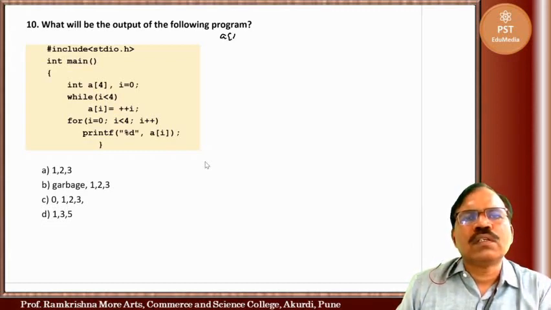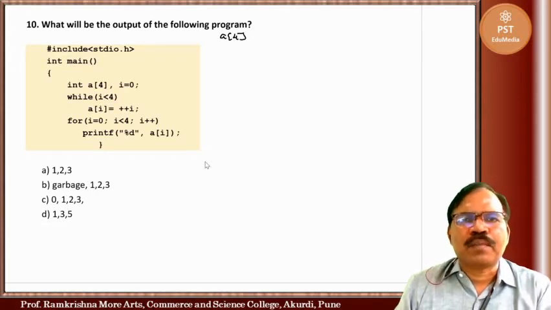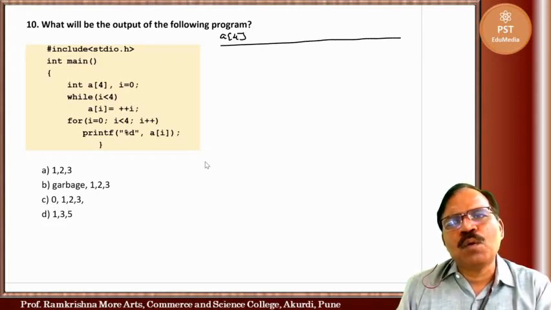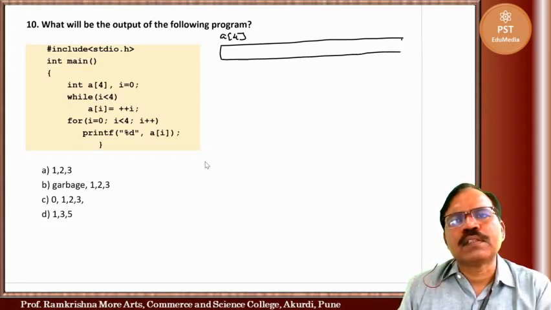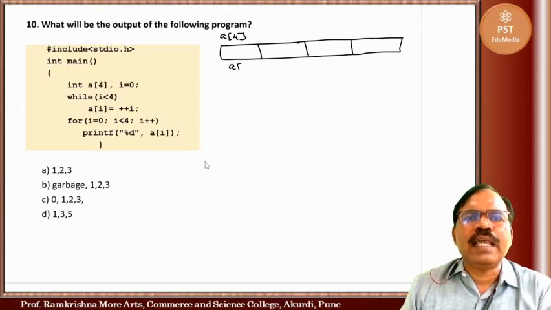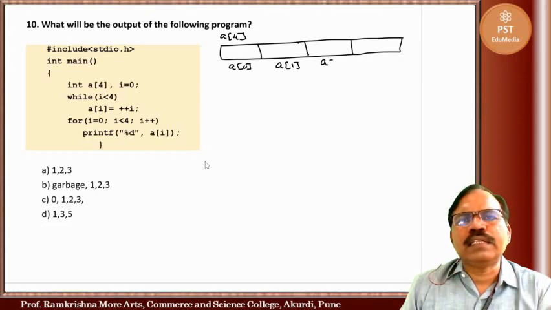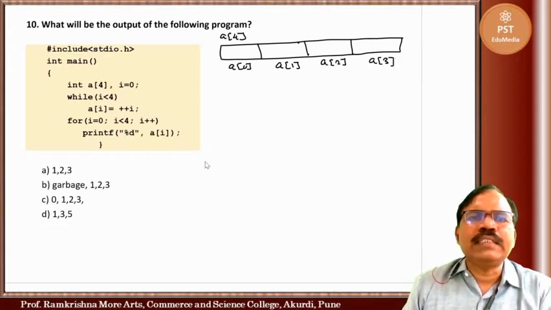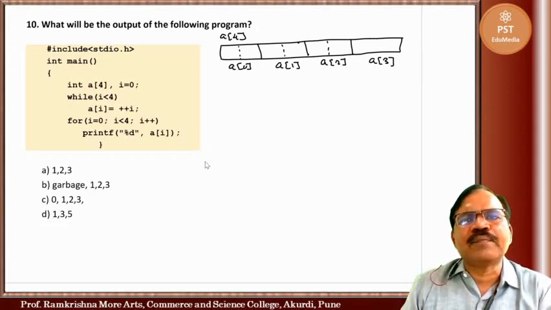Maybe 0 will not come, sir. So a[4]. a[4] means 4 memory locations are reserved. So this is the first memory location, second memory location, third and fourth. This is a[0], this is a[1], this is a[2], and this is a[3]. And each memory location is of 2 bytes because it is an integer array.